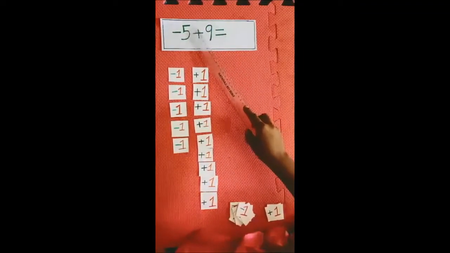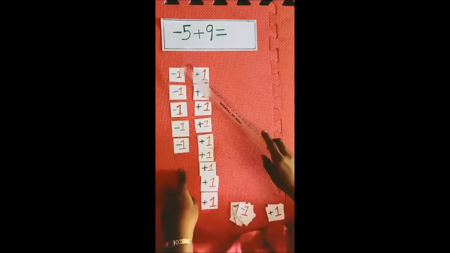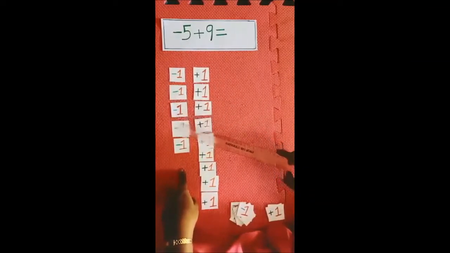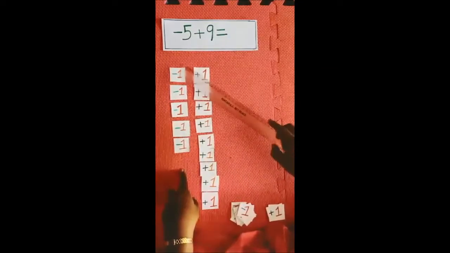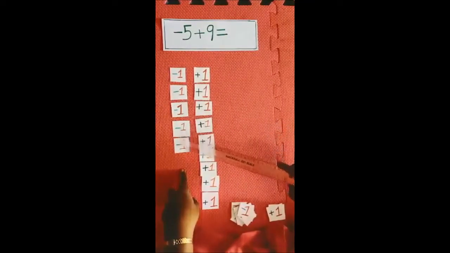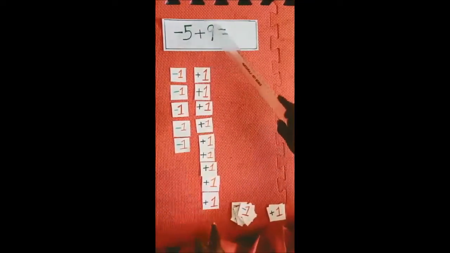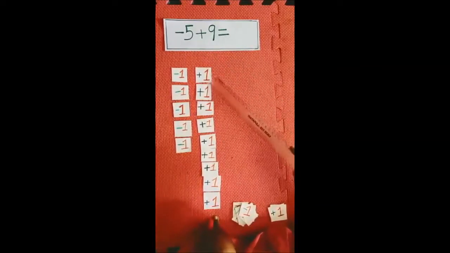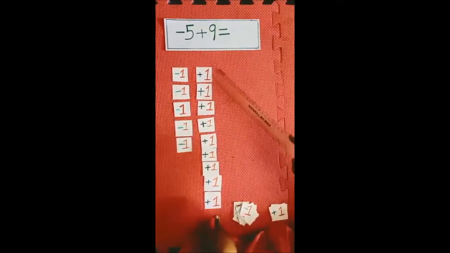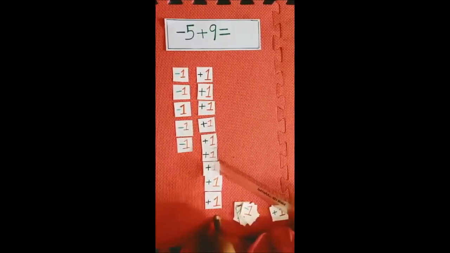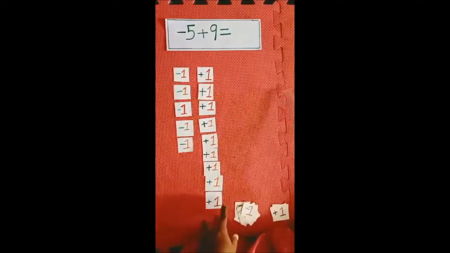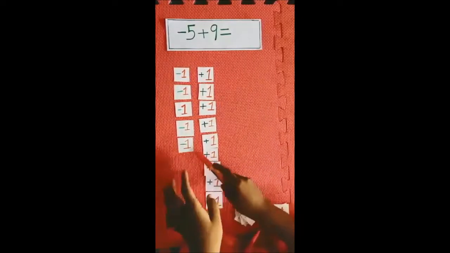For minus 5, we are taking 5 minus 1s. See here, 1, 2, 3, 4, 5. So if you add these 5 minus 1s, you get minus 5. And for plus 9, we are taking 9 plus 1s. See here, 1, 2, 3, 4, 5, 6, 7, 8, 9. Thus we have arranged the negative ones and the positive ones.